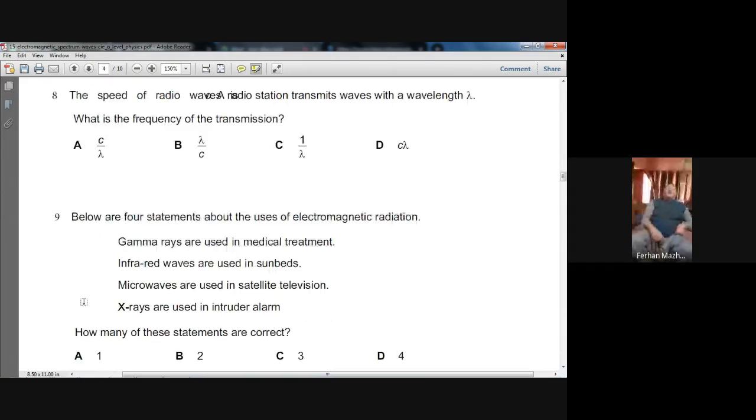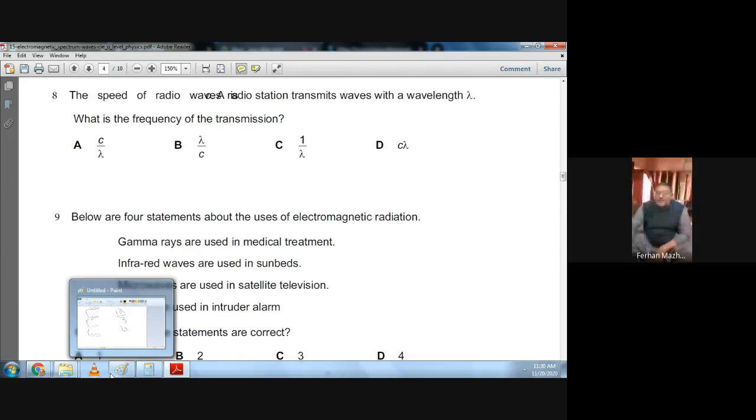The speed of a radio wave. A radio station transmits waves with the wavelength lambda. What is the frequency of the transmission? Let me show you.